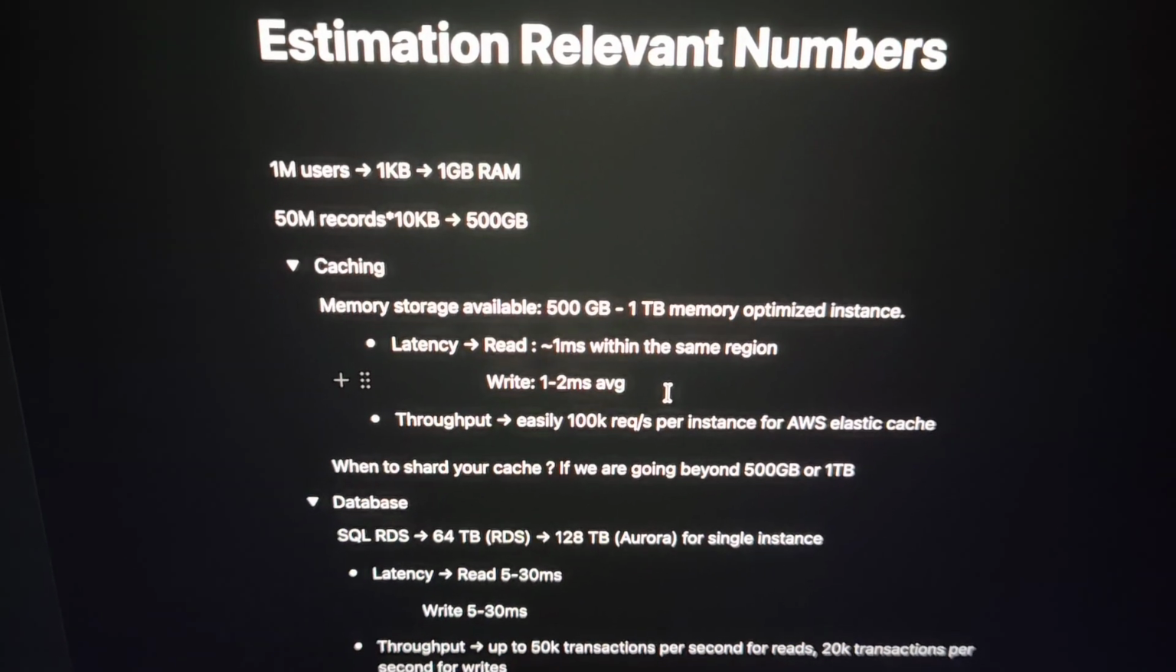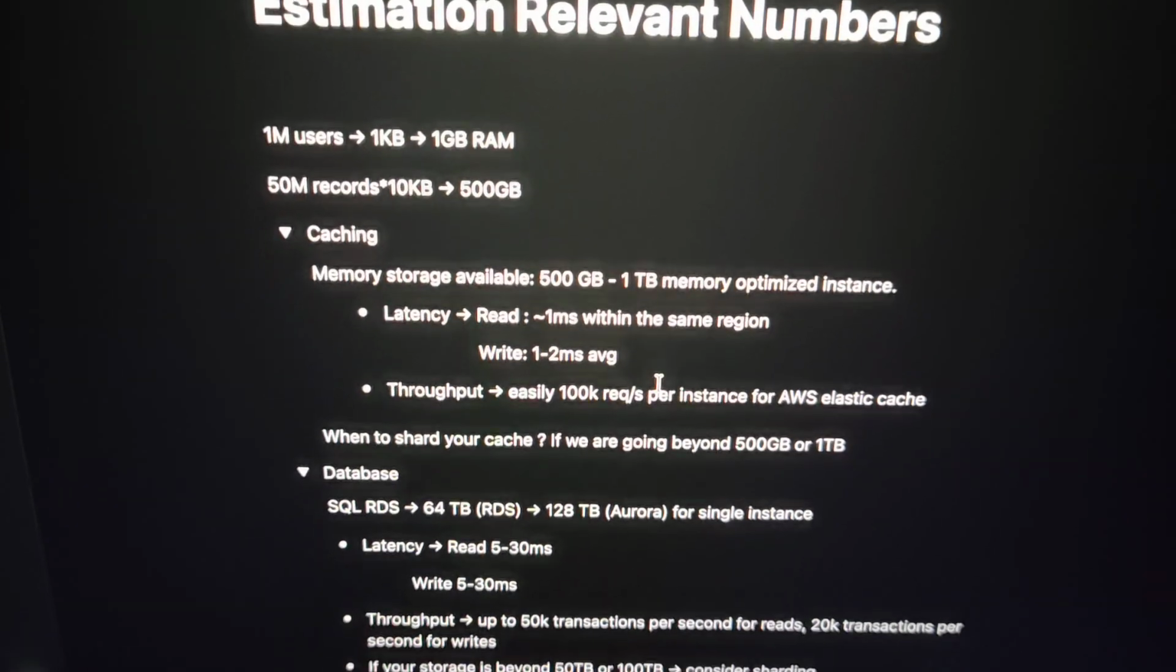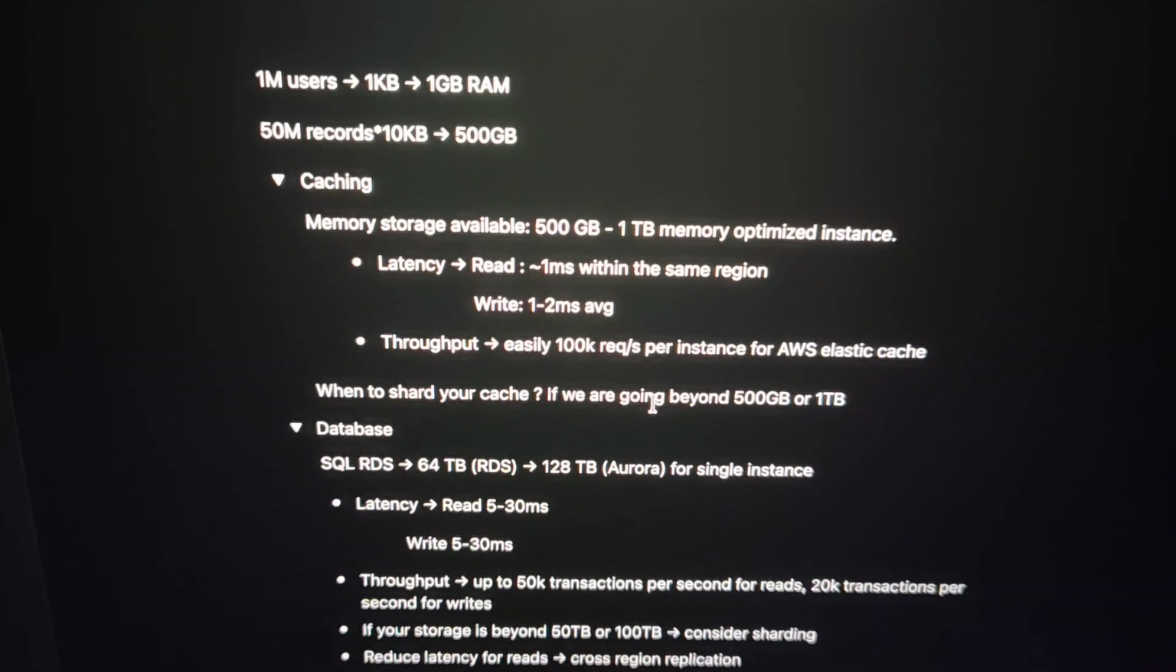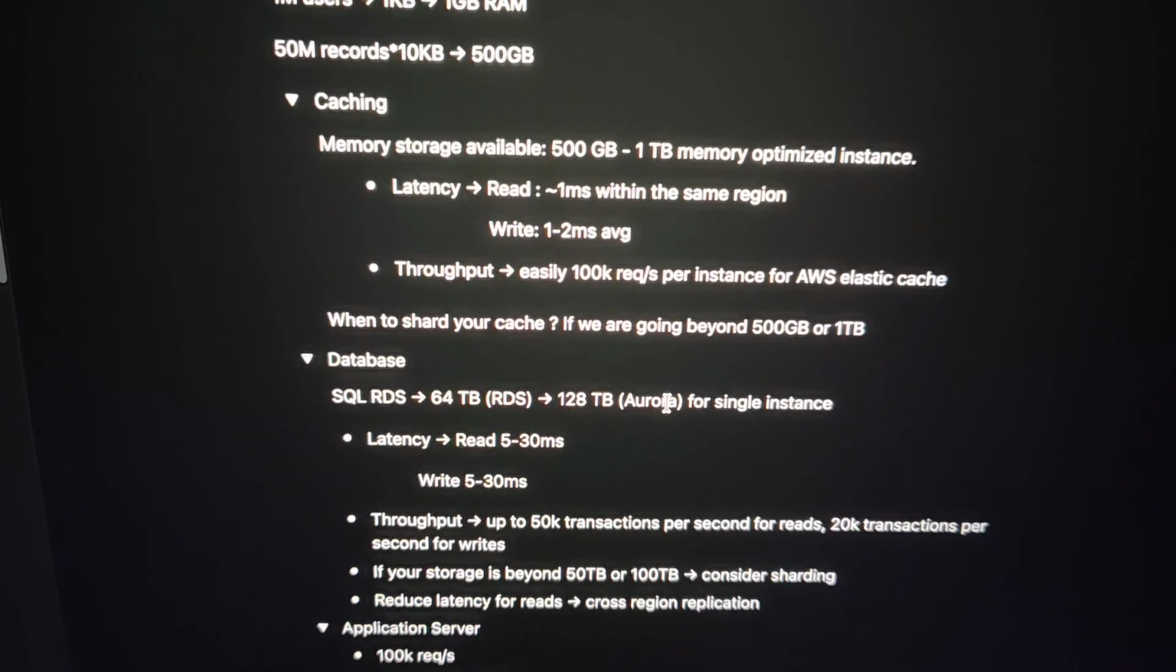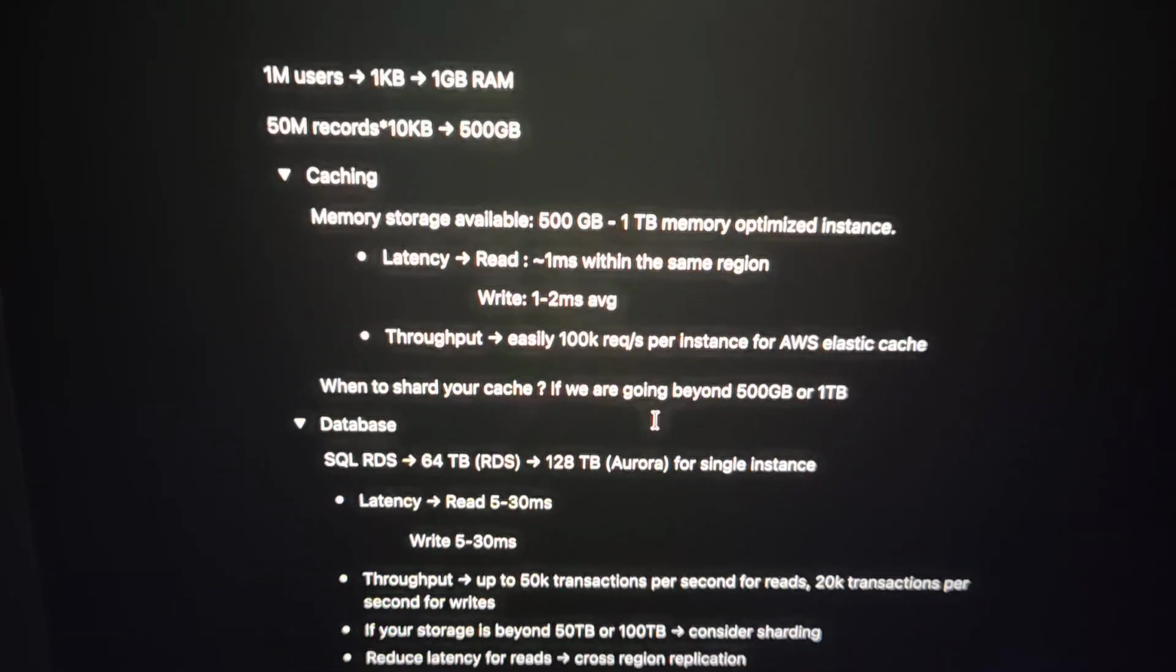Hi, today is day 191 of my journey to Google, and I did a LeetCode question on time-based sorting, and then I did estimation of relevant numbers.